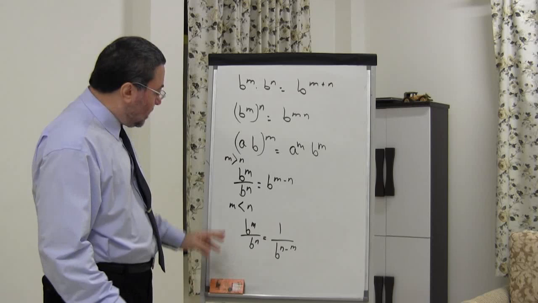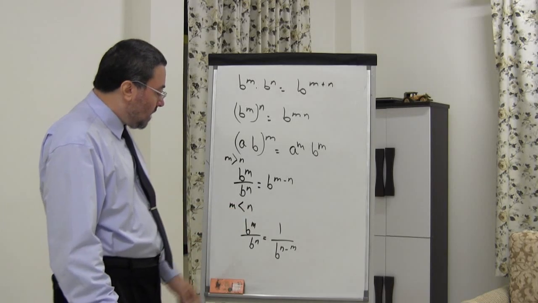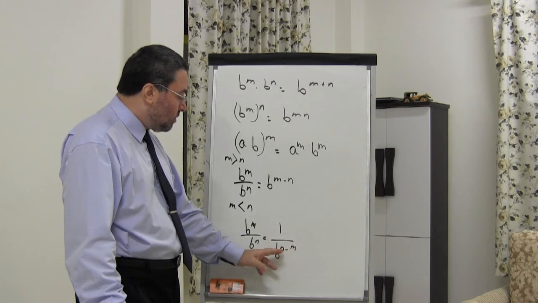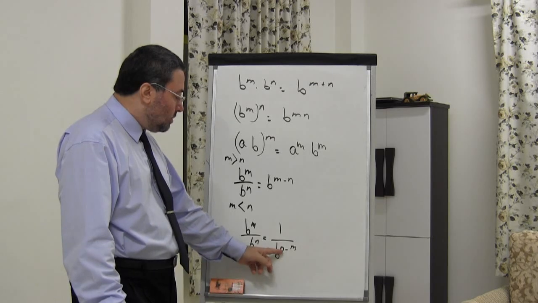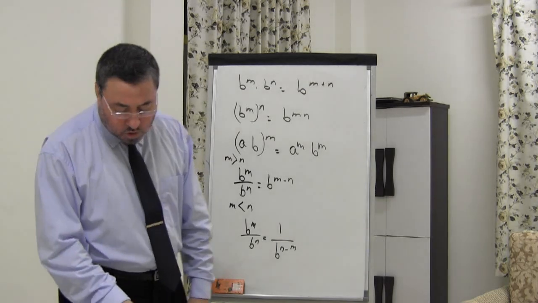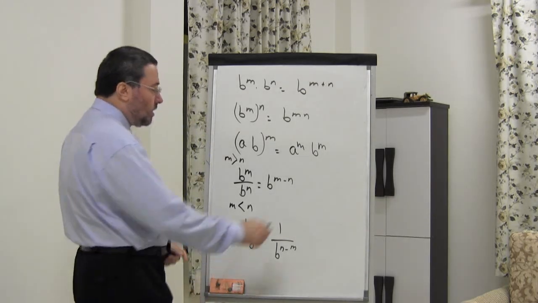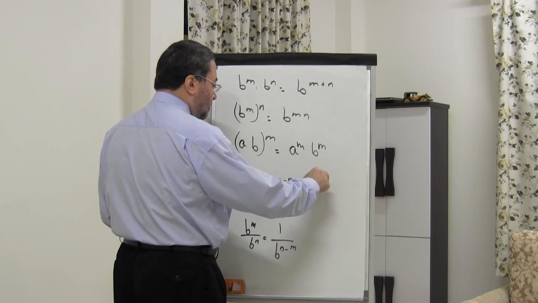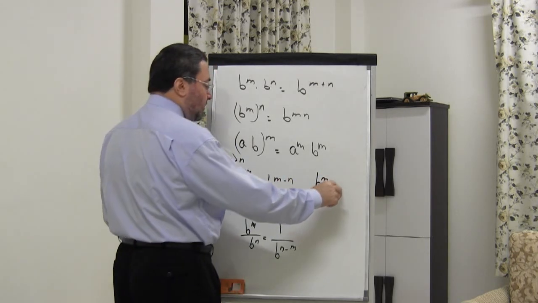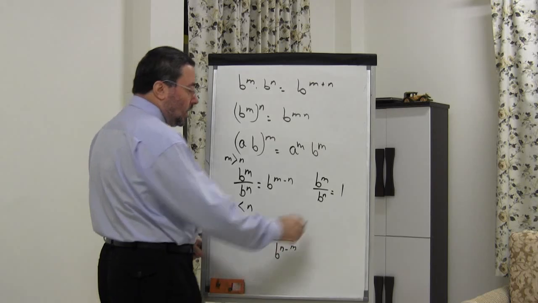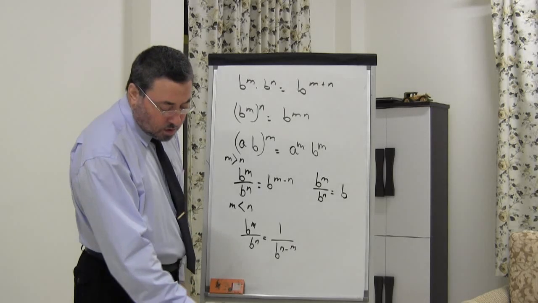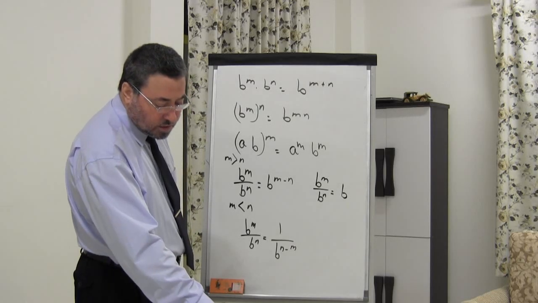In the second situation, if m is less than n, then we will have the answer 1 over b raised to n minus m. We subtract the smaller number from the bigger number, and the power here will be a positive number. If m equals n, then in that case these two quantities are equal to each other, and we are going to have an answer which is equal to 1.